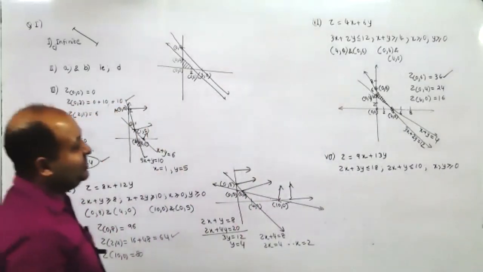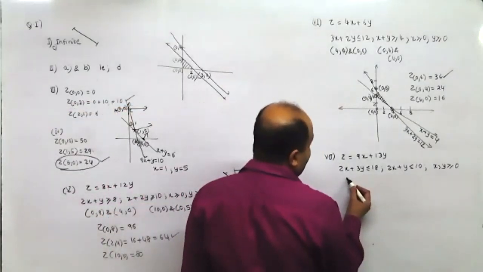Yeah. This is 2x plus 3y equal to 18. So 9.